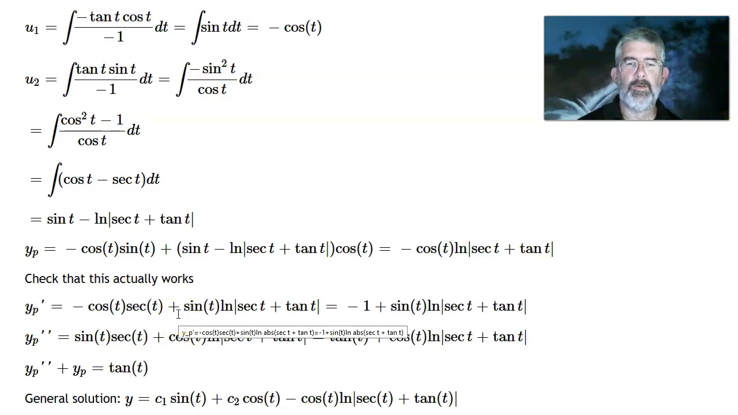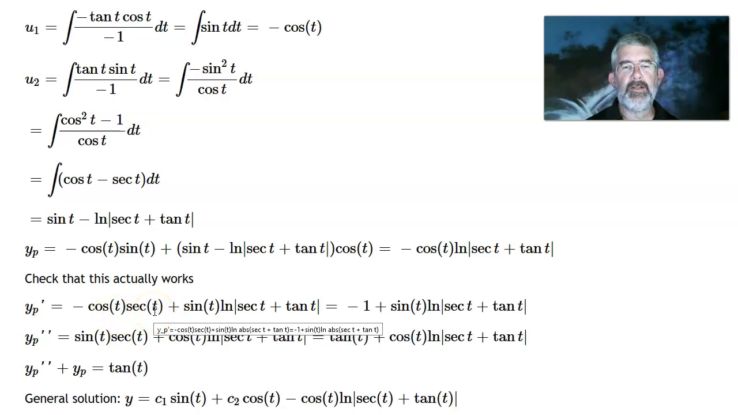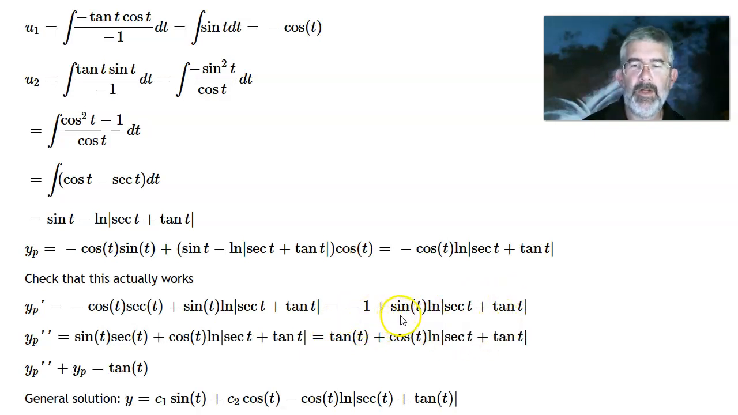Yeah, so cos t times secant t is 1. So that's minus 1 times this. Now take the derivative again. The derivative of minus 1 would be 0, and then you've got another product rule. So there's sine t times the derivative of that log plus the derivative of the sine times the log. Right? Notice that the sine times the secant is tangent. So tangent of t plus this.